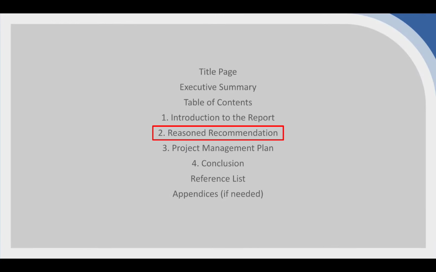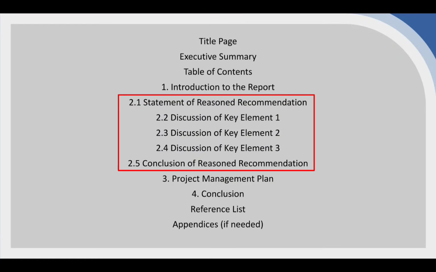So if we expand this second section, section 2, I would recommend using something along the lines of this. We can break section 2 into 5 subsections, and using the business report format, we would label them 2.1, 2.2, 2.3, 2.4, and 2.5. The first subsection would be a statement of what your reasoned recommendation actually is.